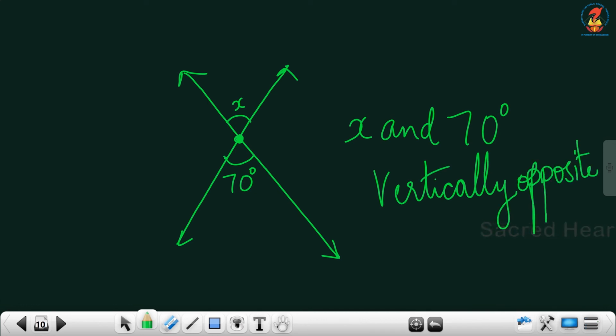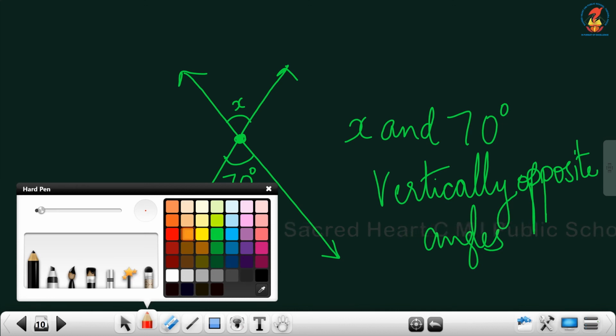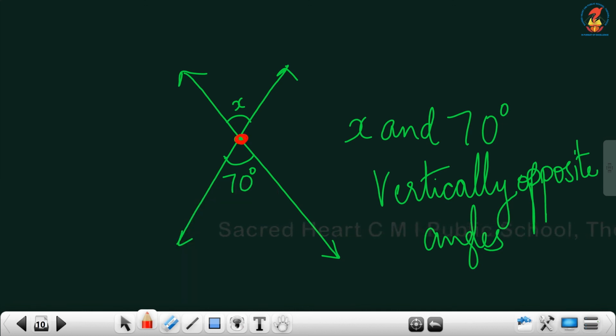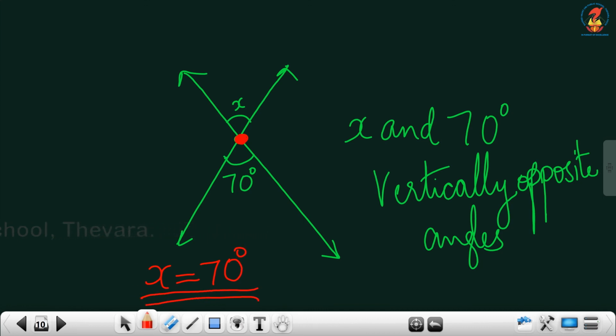Okay, why are we calling them vertically opposite angles? Because they are opposite to this vertex. So, we can say that x and 70 are vertically opposite angles, and we already learned that vertically opposite angles are equal. So, what is the value of x? x is equal to 70 degrees. What is the value of x? x is equal to 70 degrees.